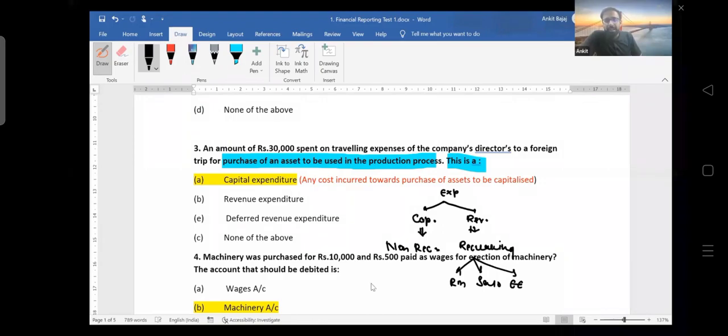So let's suppose you are buying land for business, or you are buying a building for business, or you are buying any other kind of fixed assets for the business, that is going to be a non-recurring expenditure, right? So I took the example also.